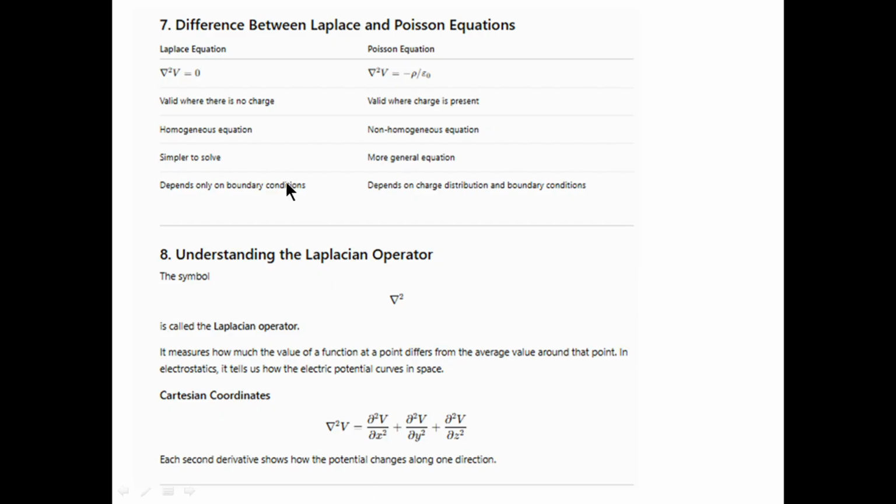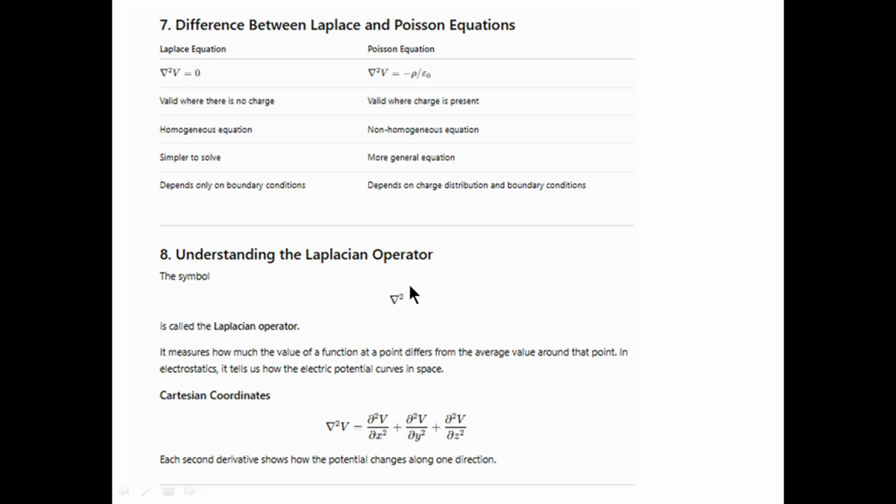Difference between Laplace and Poisson equation. Here we have a Laplace equation, here is the Poisson's equation. It is valid when there is no charge. This equation is valid when charge is present. This equation is homogeneous in nature, this is a non-homogeneous equation. Here the solution of the equation is simple, this is a more general equation. This depends on a boundary condition, and Poisson equation depends upon charge distribution and boundary conditions.